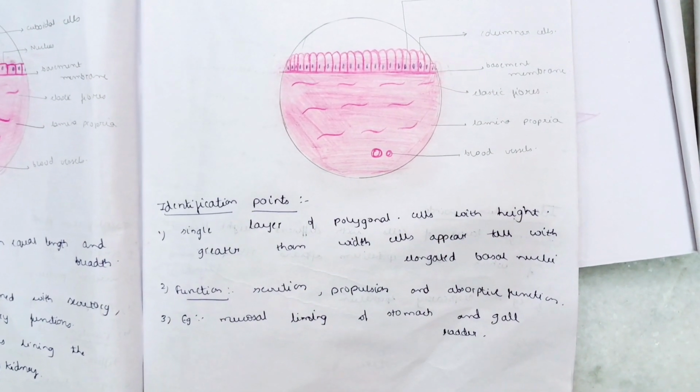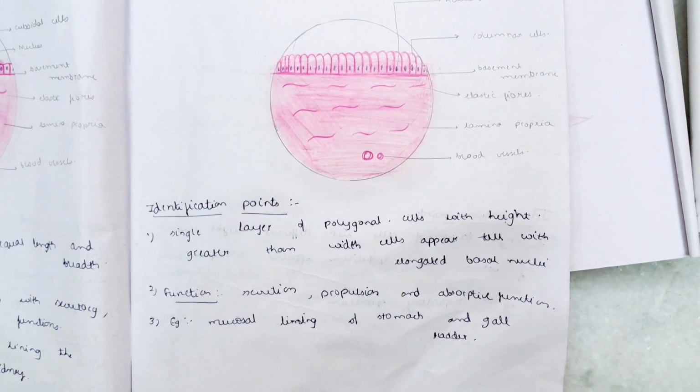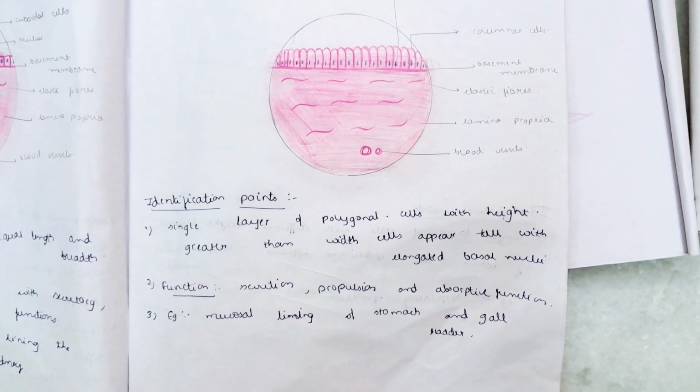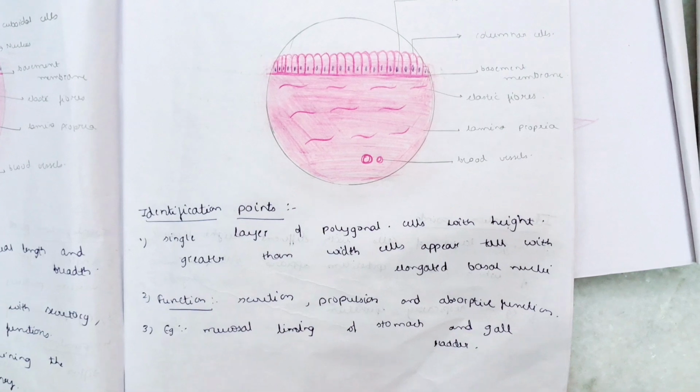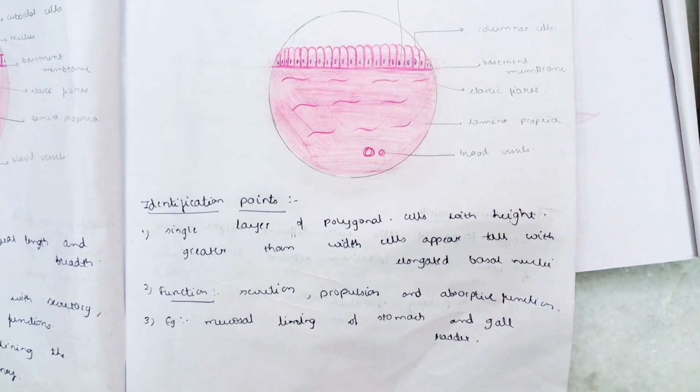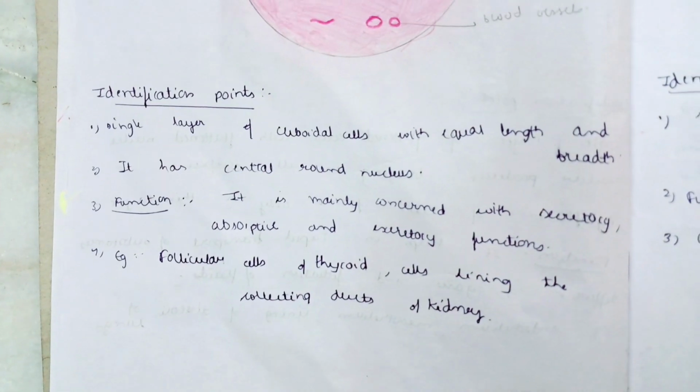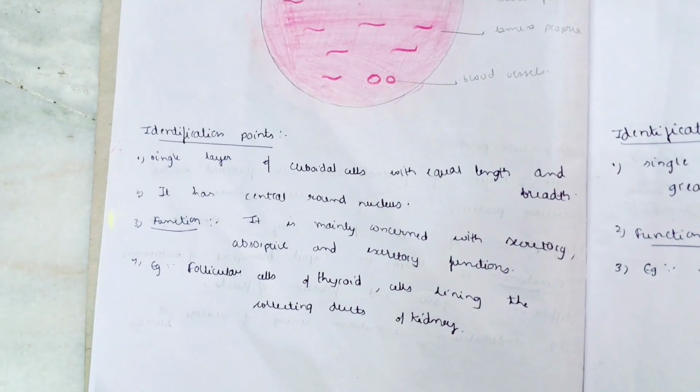Single layer of polygonal cells with height greater than width. Cells appear tall with elongated basal nuclei. Functions: secretion, propulsion and absorptive function. Example, mucosal lining of stomach and gallbladder. These are the identification points of simple cuboidal epithelium.